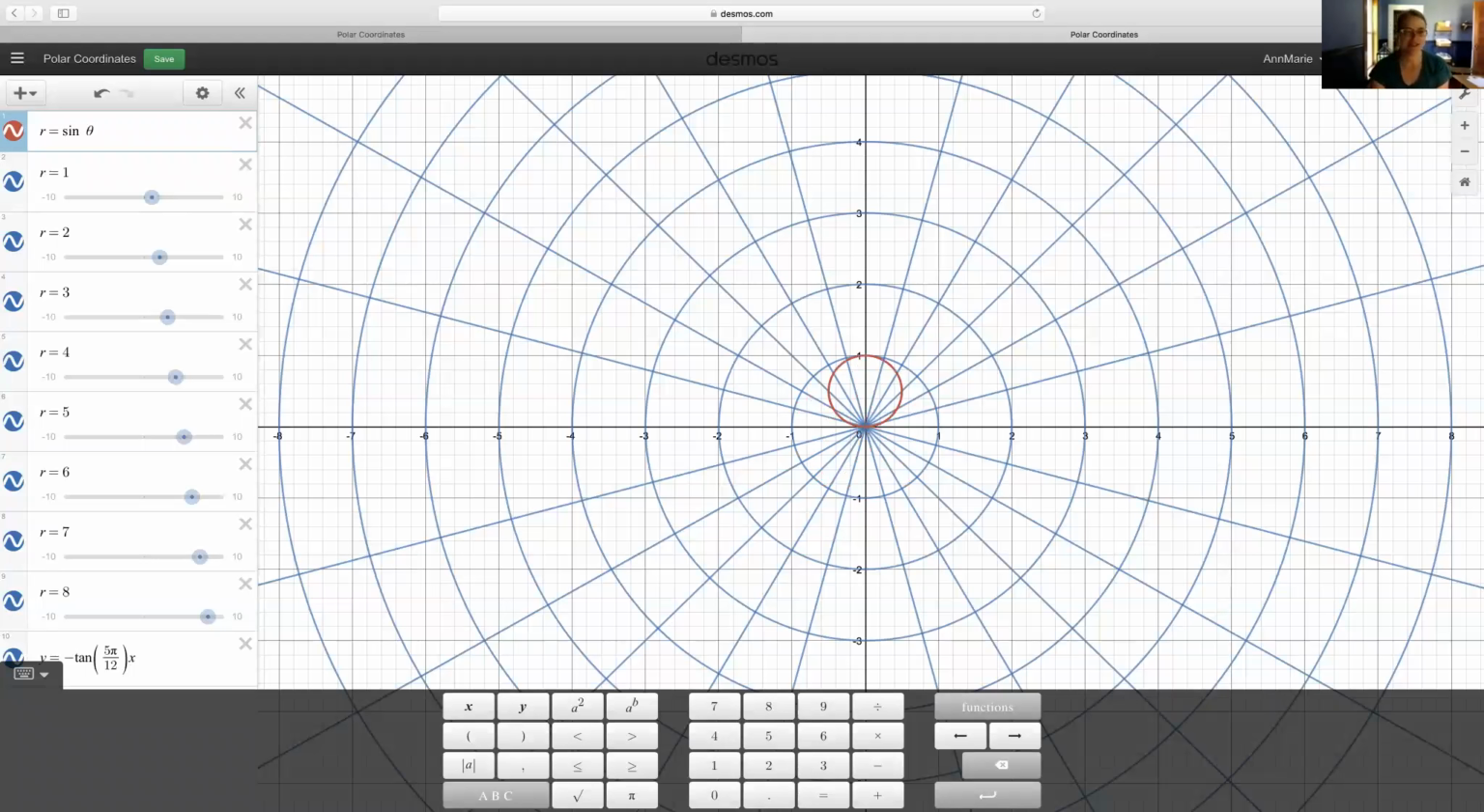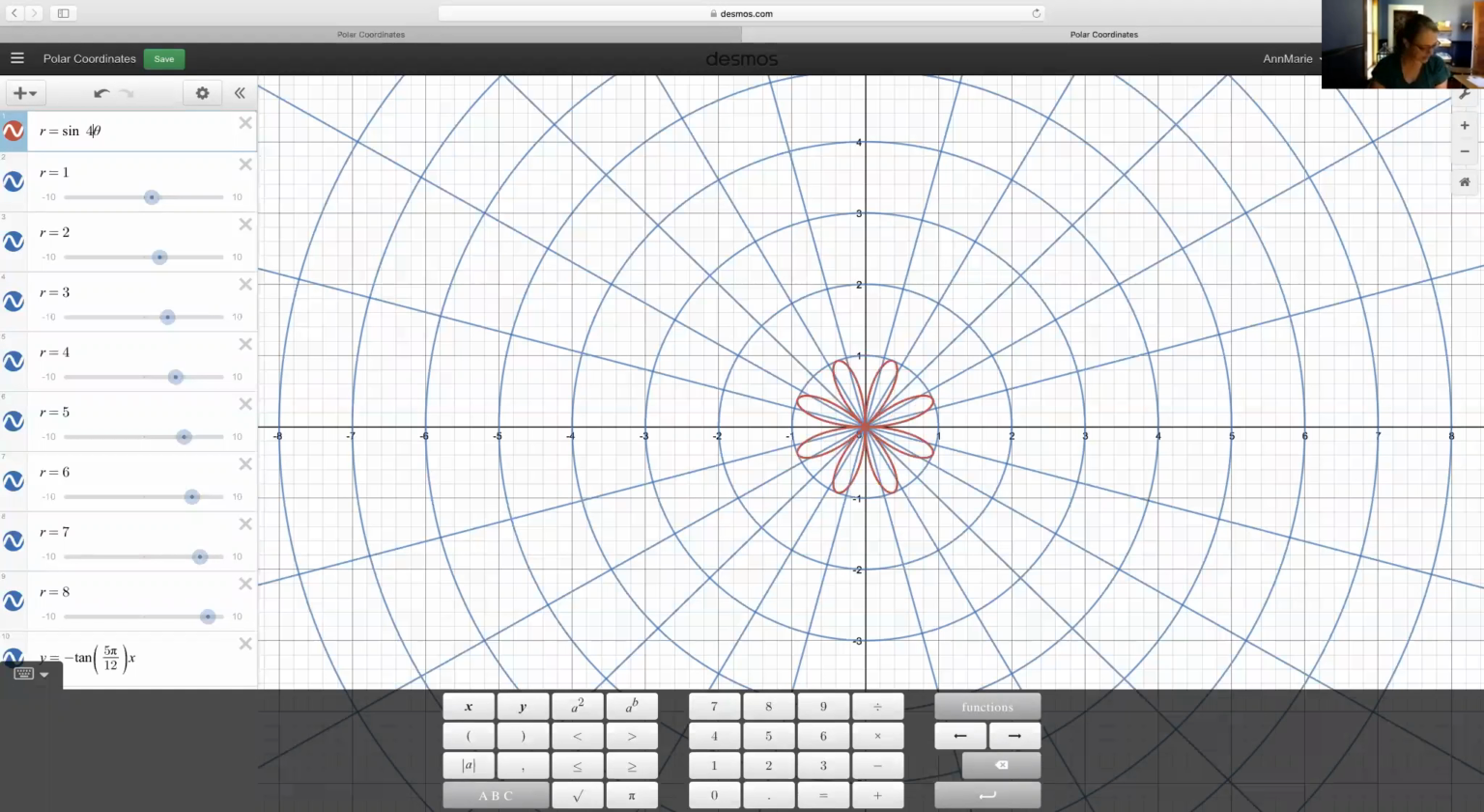Because of symmetry, with even numbers you get twice as many, we can think of as petals, as your internal multiplier. Odd numbers, you just get that number of petals. Okay, these are all called roses.